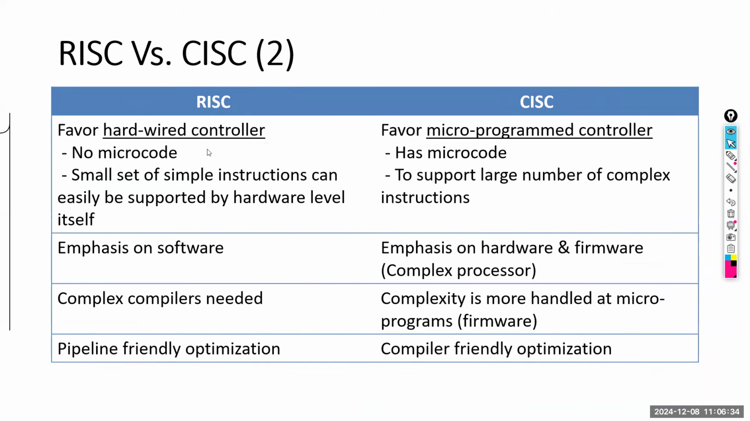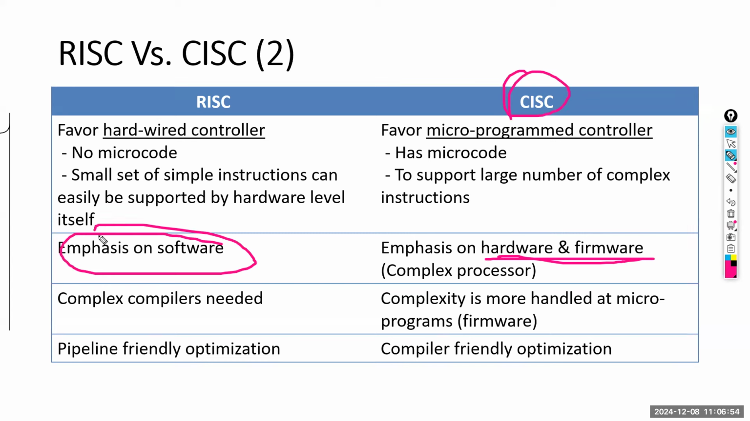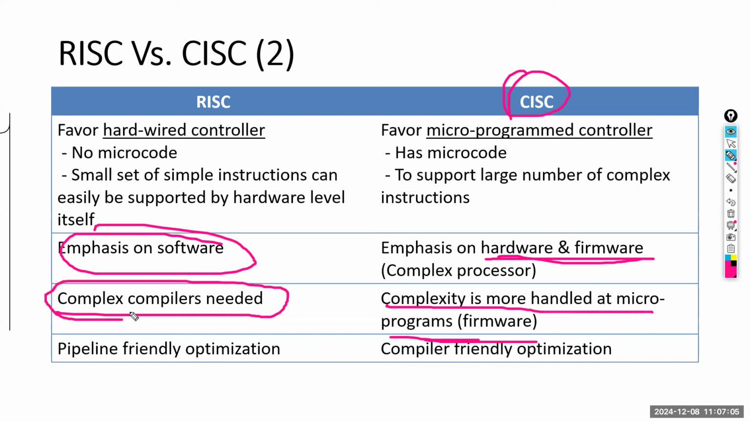This uses more hardwired controllers. This uses more microprogram controllers, because your complex instructions sometimes need to be pre-processed by your firmware. So this emphasizes hardware and firmware because it is complex, but this emphasizes more software to optimize performance. Here, complexity is more handled at microprograms and hardware. But here, complexity must be handled by compilers. Compilers must try to optimize your code at the software level because your processor is not very optimized for very complicated hardware.